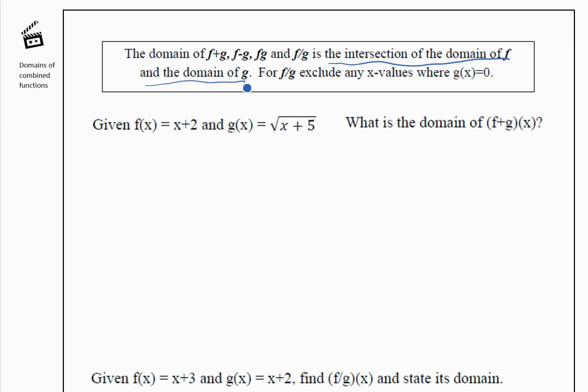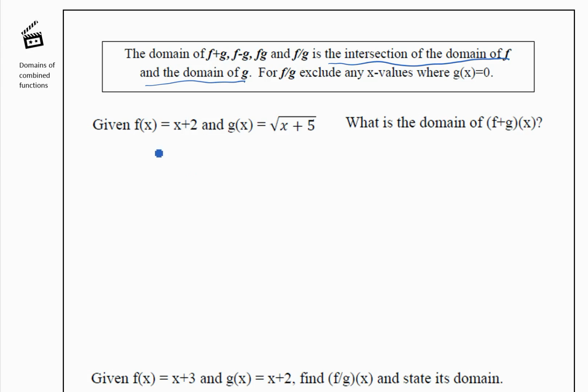Okay, so when we talk about domains, we normally think of leaving things out. If we have to leave anything out of f or g, then we have to leave it out of this new domain. And for f divided by g of x, we also have to leave out any values that make g of x 0. Okay, so let's start here.